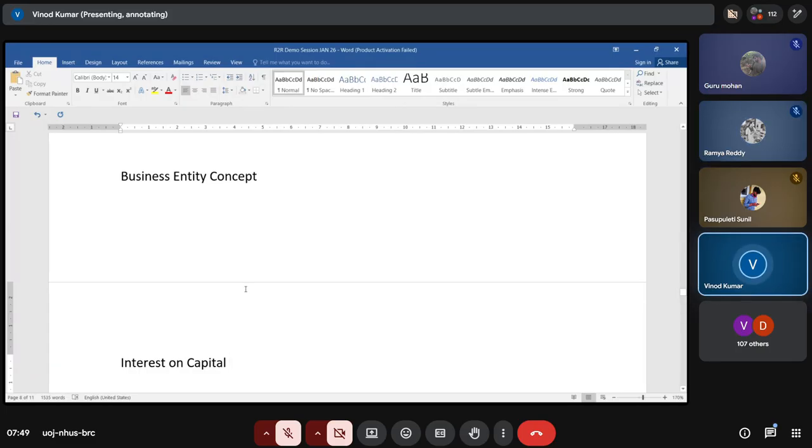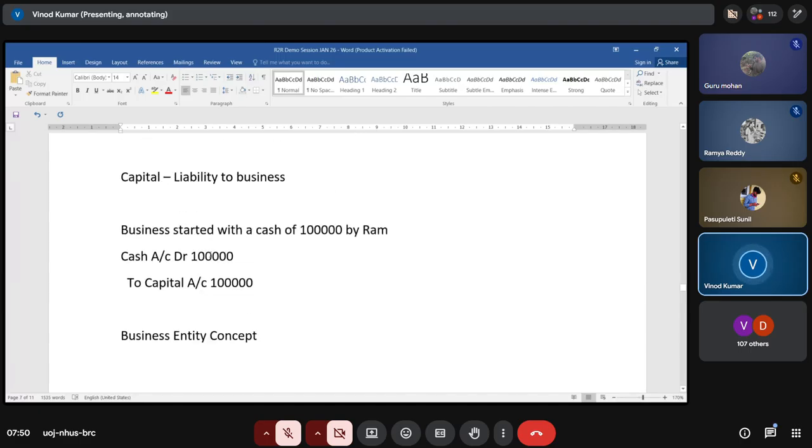The owner is also separate. So the company will need to calculate interest on capital, and interest on drawings. When an owner withdraws money from the business, that will be reduced from the capital amount. All the logic behind this is the concept called the business entity concept. The business entity concept says the owner is separate and the business is separate. The business is a standalone entity, the owner is separate.